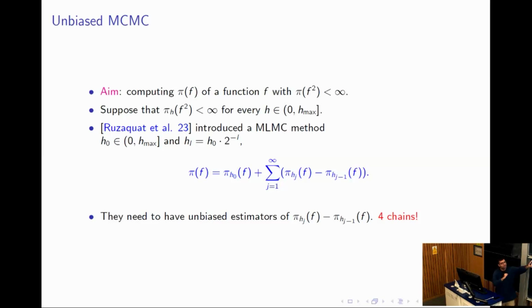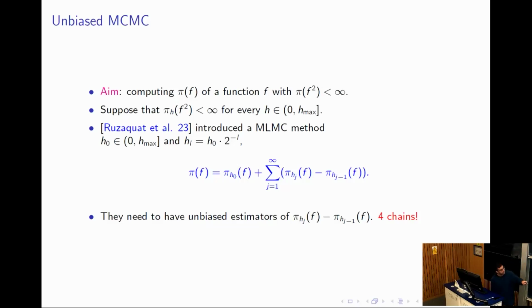And because we consider a multi-level scheme related to this, we are going to have 4 chains as opposed to 2. Because we have the 2 coupled chains, and we have these at different levels of discretization, levels L and L plus 1. So this is one particular issue that we have.